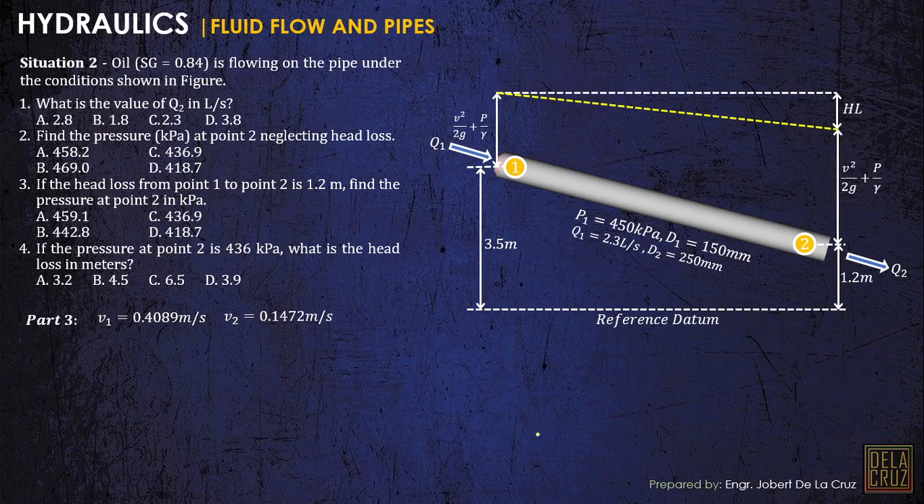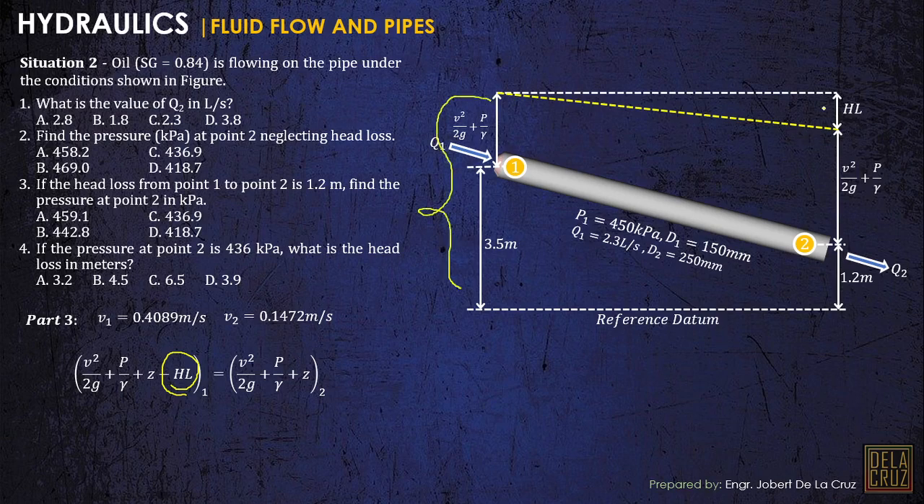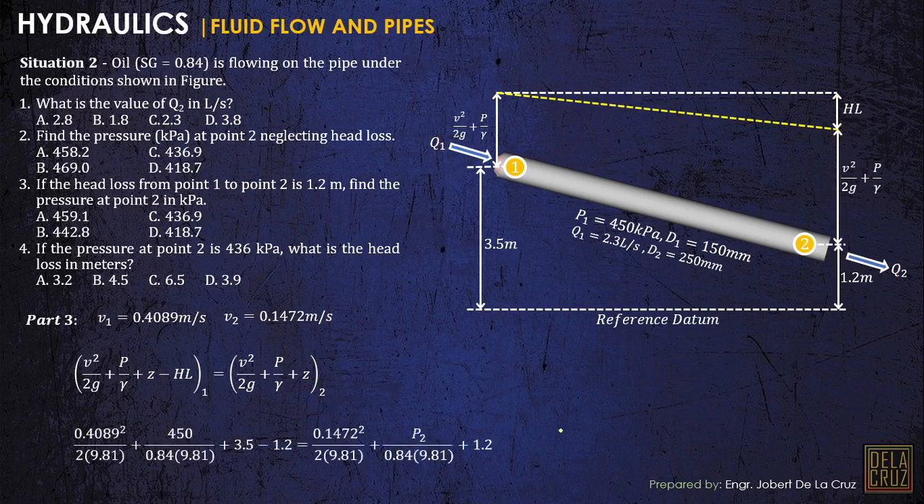So that is 0.2. So again, we'll just input this head loss here. Of course, that is minus. As you can see in the figure, this total energy here, minus na natin ng HL, then that will be the total energy here. That is energy at 2. Alright? So, substitute lang, the same sa ginawa natin kanina, but we have here the head loss. Solve natin si P2. That is 459.1 kPa.